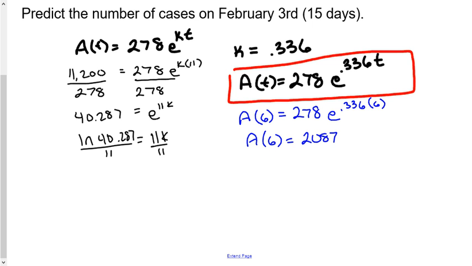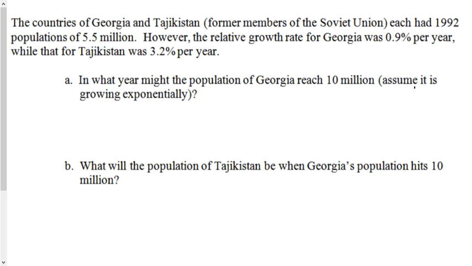All right, let's keep going here with some more practice. The countries of Georgia and Tajikistan, both former members of the Soviet Union, had the same populations of 5.5 million back in 1992. However, the relative growth rate for Georgia was 0.9% per year, and Tajikistan was 3.2%. So one of these countries is growing much, much faster than the other country, right?